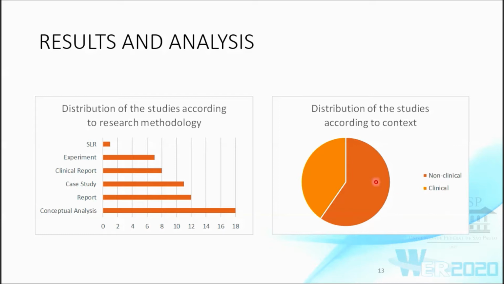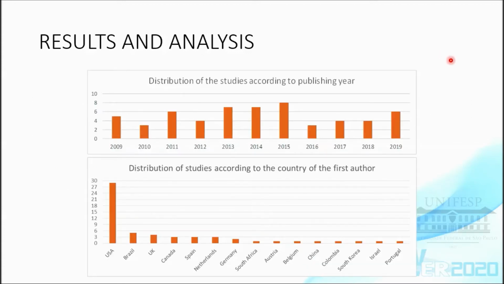And on this property, we've got a good distribution with 34 papers on a non-clinical environment and 23 papers on a clinical context. We have also divided the studies into year of publication and country of the first author. As for the publishing year, we've got a peak in 2015 with 8 studies, then a small drop in 2016 with 3 studies. But either way, we've got a neat distribution without heavy discrepancies among the years.